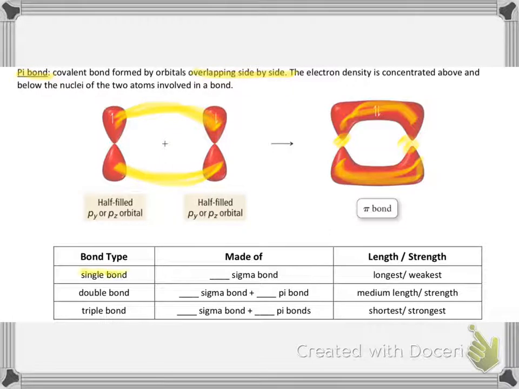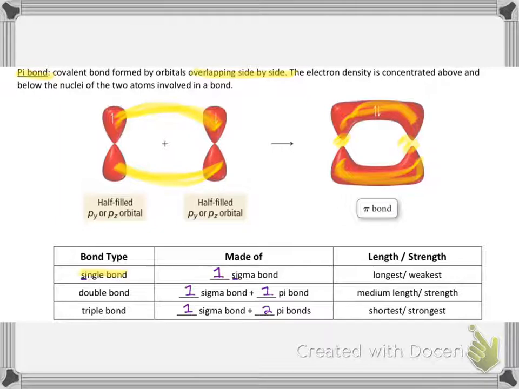Luckily enough, single bonds are always made of a single sigma bond. They both start with the same thing, so if you think single, think sigma. However, even double and triple bonds have sigma bonds as well. There's always going to be one sigma bond that forms before pi bonding can occur. So a double bond will have one sigma bond, but it will also have one pi bond. A triple bond will have one sigma bond, but this time it will have two pi bonds.